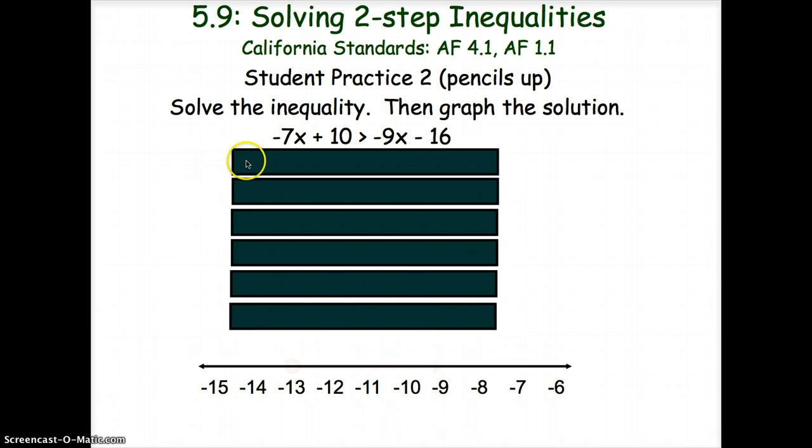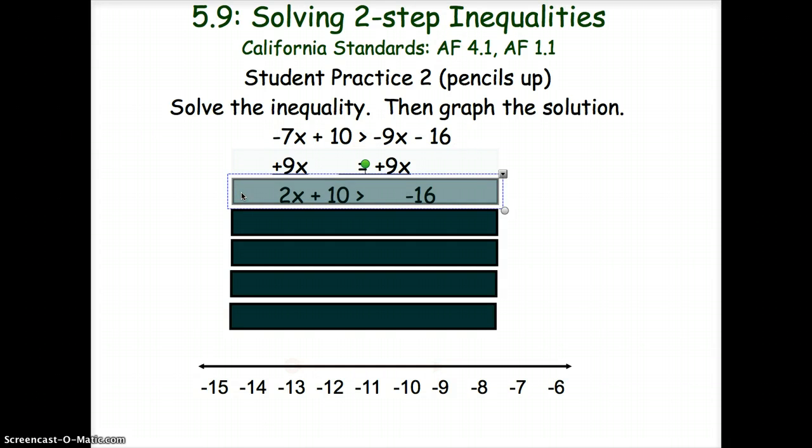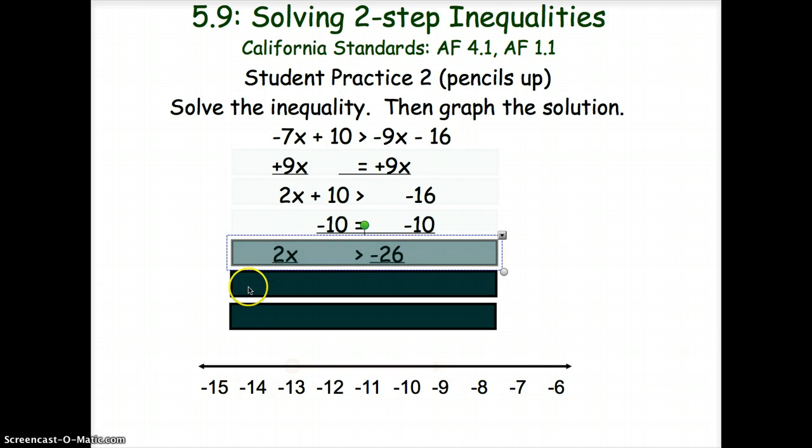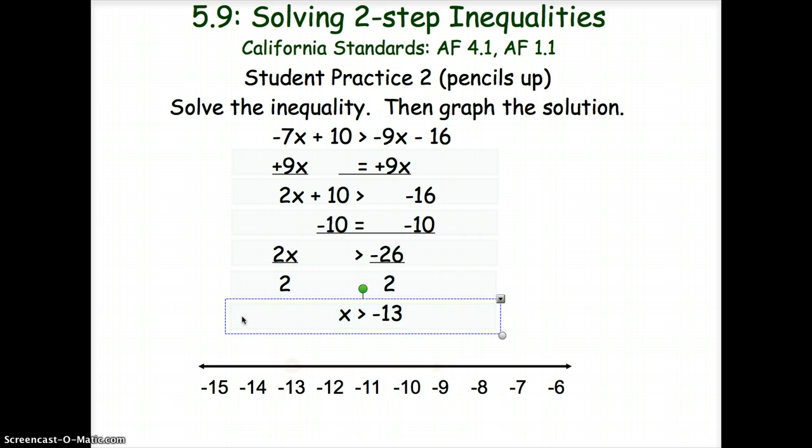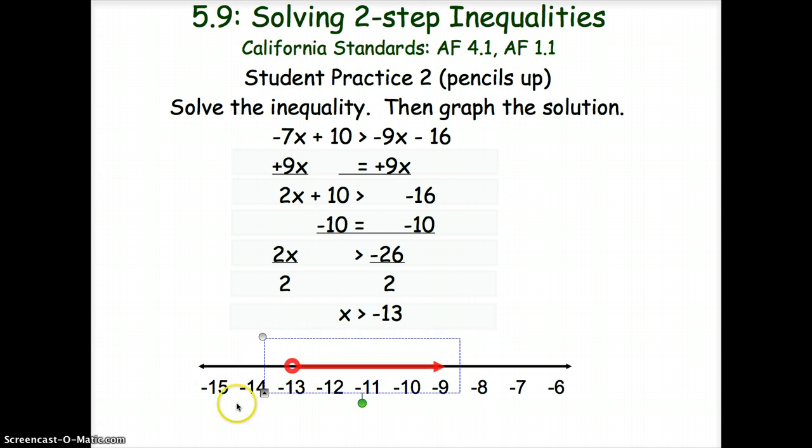Okay, let's see how you did. Hopefully you added 9 to both sides because we wanted to undo that negative or that subtraction. You'll end up with 2x plus 10 is greater than negative 16. Now we want to work to get x by itself, so we want to undo this addition. Then, of course, we want to undo our multiplication. And we end up with x is greater than negative 13. Notice our sign didn't switch because although we have a negative in the problem, we were not dividing both sides by a negative. And of course, you do need to graph it. Open circle, arrow to the right.